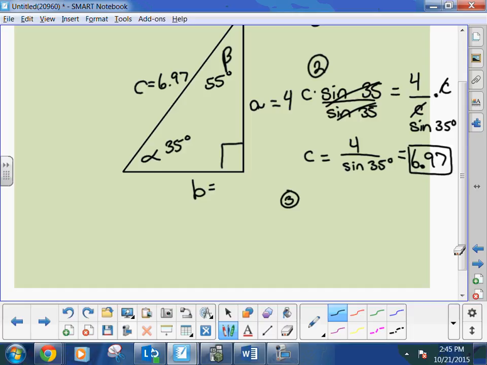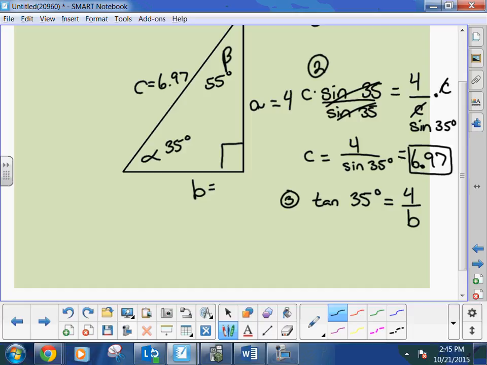When you're deciding which trig function to use, one of the requirements is that whatever it equals needs to contain one of the unknowns. Like in this case, my b is one of the unknowns. One of the 3 items that goes in there needs to be the unknown, the variable that you're solving for. Otherwise, it won't work.